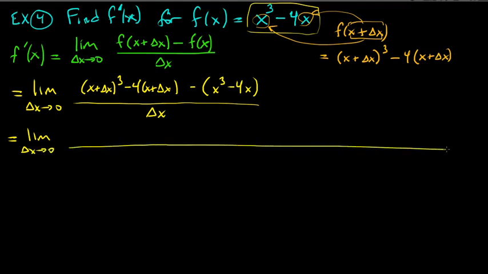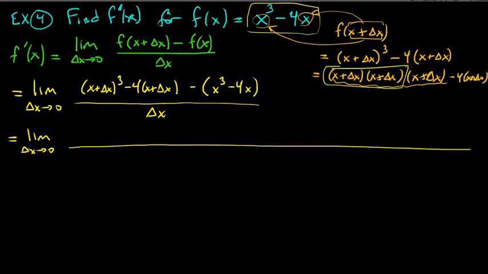Now we have a lot of work to do here. What is x plus delta x cubed? To do that properly, you would have to do x plus delta x times x plus delta x times x plus delta x, and then minus 4 times x plus delta x. Doing all this out, step by step, takes a while. So I'm going to do this all at once. I'm essentially going to use the binomial theorem. If you know the binomial theorem, you can take the shortcut. If not, then you have to do it step by step.